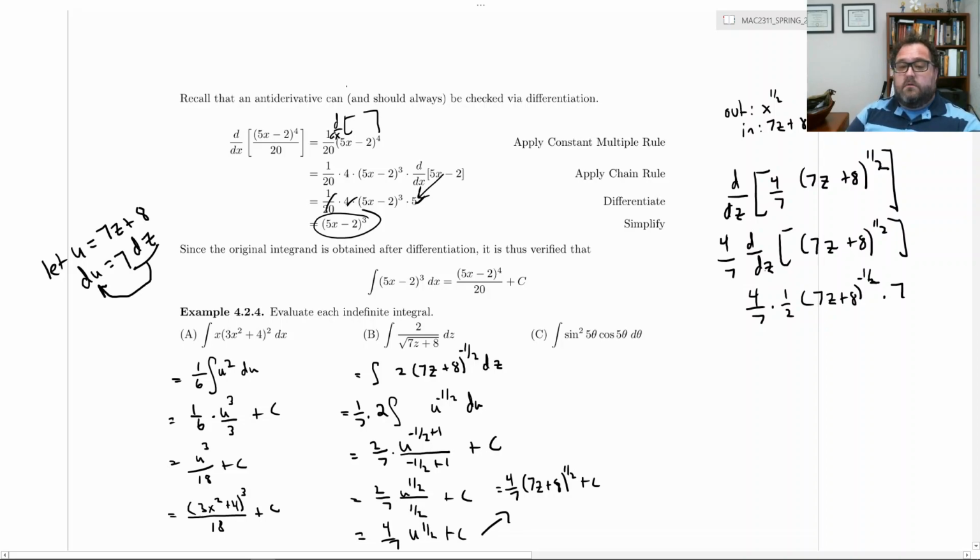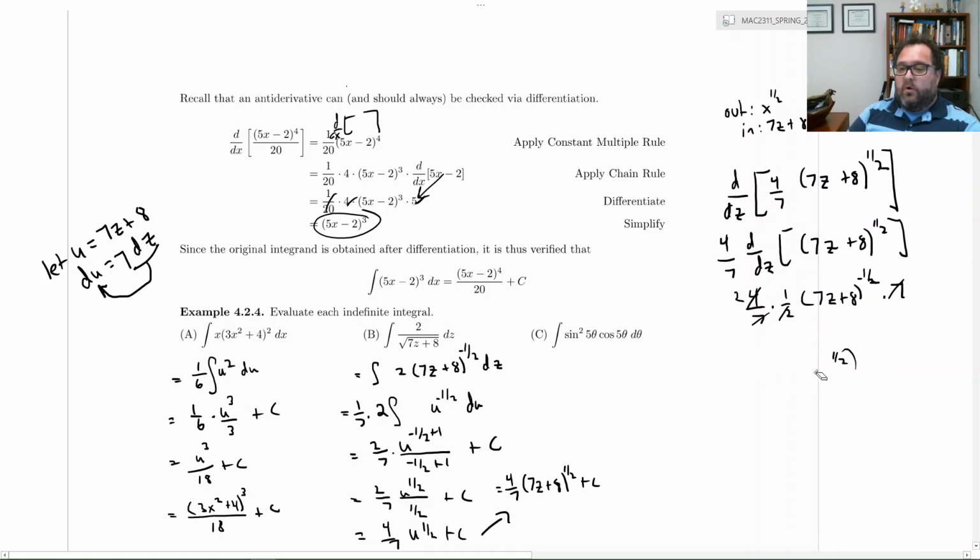So what do we see? Well, we see that we have a 7 there and a 7 there. Those cancel out. We have a 2 there and a 4 there, so that goes to a 2. And that leaves us with what? 2 over (7z + 8) to the 1/2 power, otherwise known as 2 over the square root of 7z + 8. It's exactly our original integrand. So we were correct.